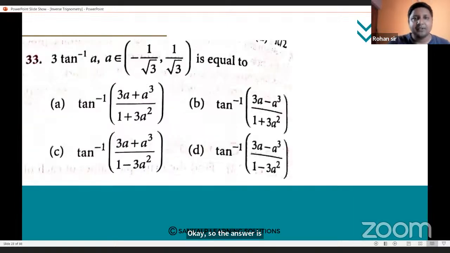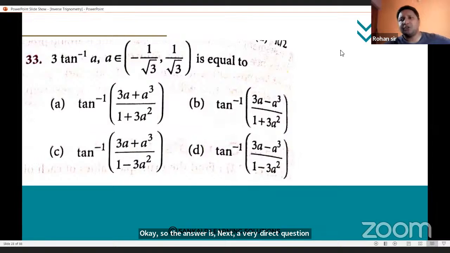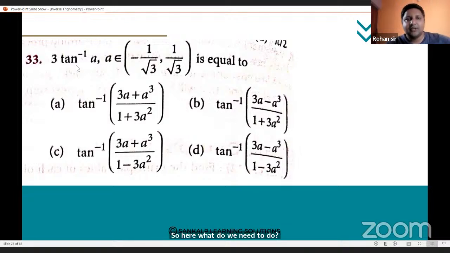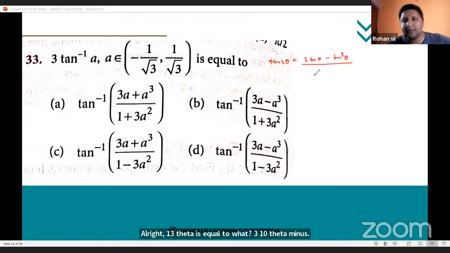Next, a very direct question here. This is based on the formula. Here what we need to do: 3 tan inverse A is equal to... We know the formula for tan 3 theta, so using that, we can write the result for 3 tan inverse A. Just see, the formula for tan 3 theta is equal to 3 tan theta minus tan cube theta divided by 1 minus 3 tan square theta. So this is the formula.